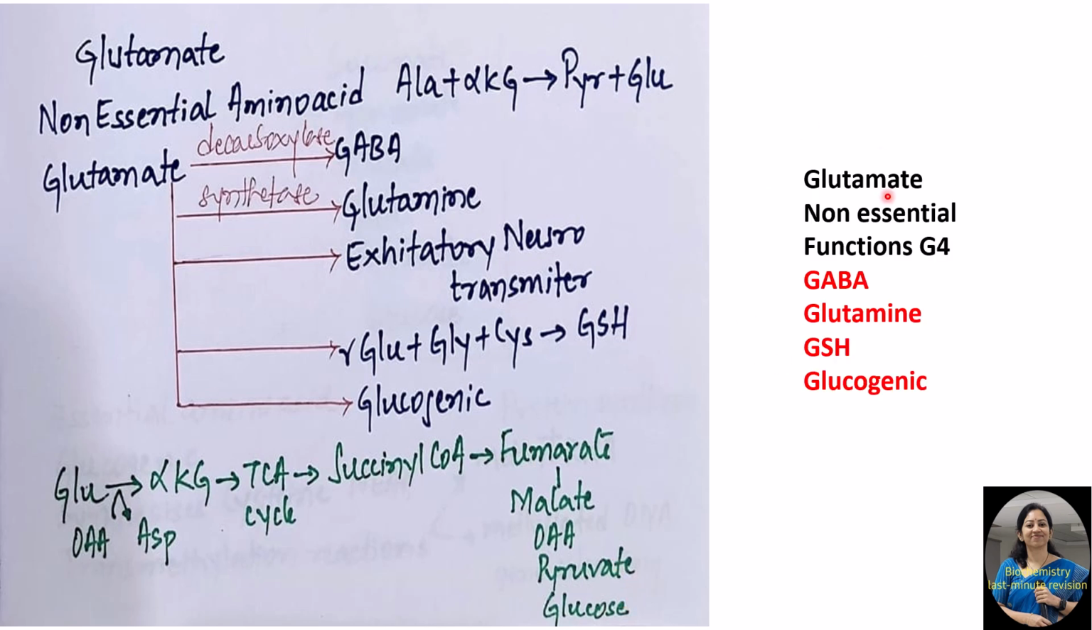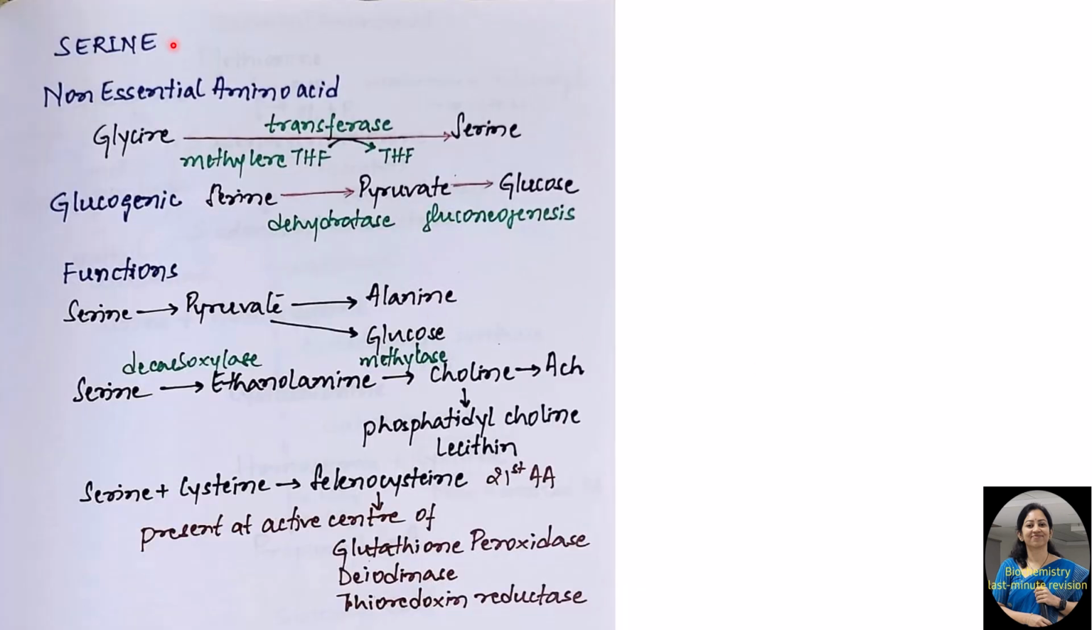So this is a quick summary of glutamate metabolism. It's a non-essential amino acid, and for functions you can remember glutamate and G4. G4 for glutamate. So G4 stands for synthesis of GABA, glutamine, glutathione, and glutamate is glucogenic. Coming to the next amino acid, serine.